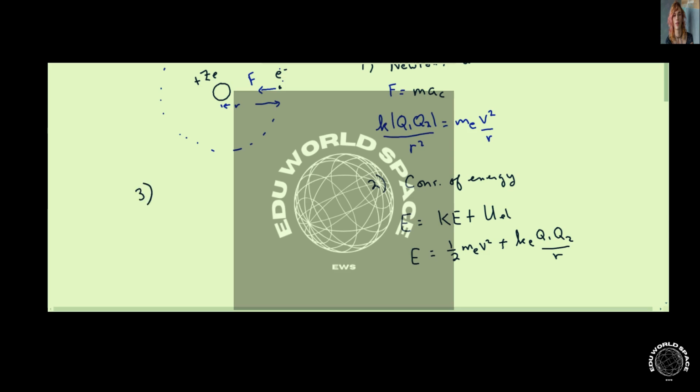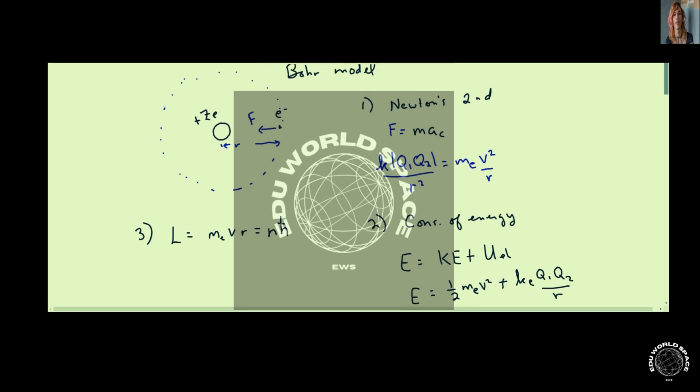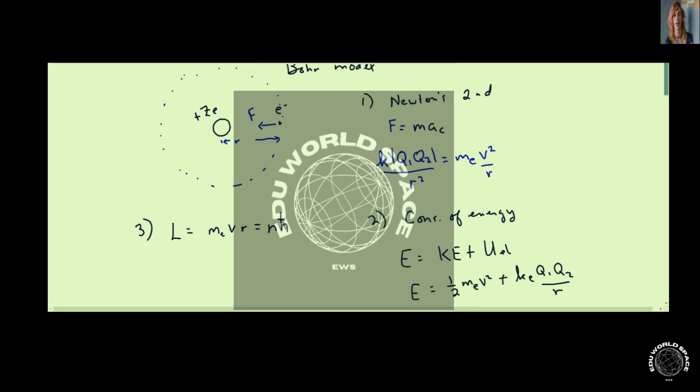And the third thing that goes into the model is the quantization of angular momentum, which is equal to the product of mass times velocity times radius. And that is quantized in units of h bar. So what to do with all this? Well, we can flesh it out a little bit more.